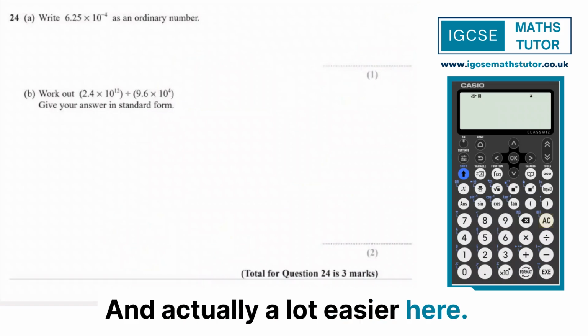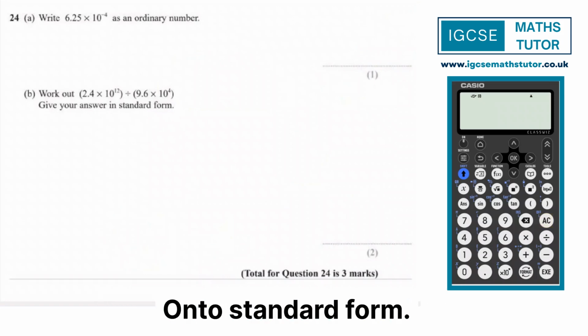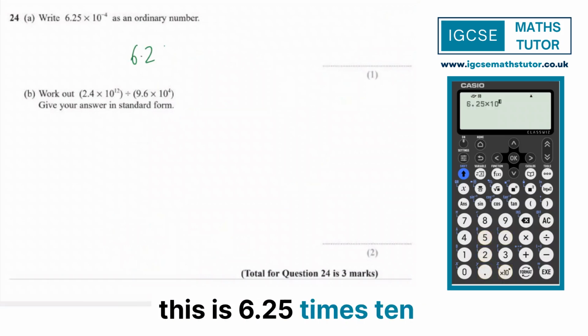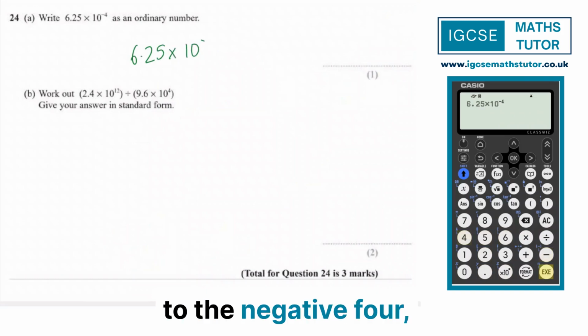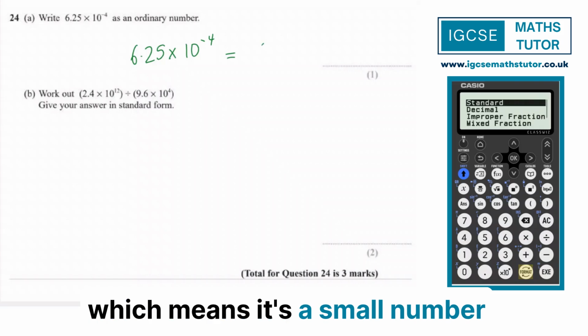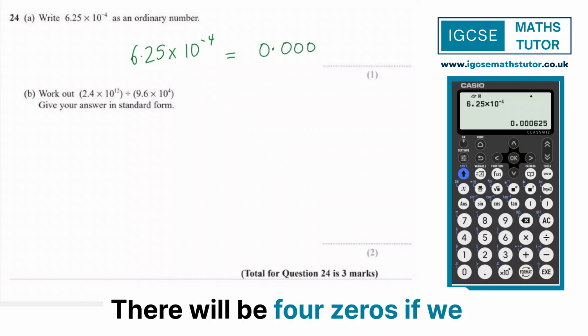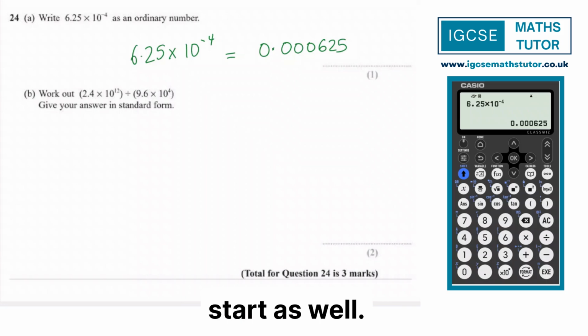Okay, and actually a lot easier here, onto standard form. We should be comfortable with this. If it's a negative power, this is 6.25 times 10 to the negative 4, which means it's a small number. Because it's got a 4 there, there will be 4 zeros if we count the 1 at the start as well. So we've got 4 zeros, and it's that.